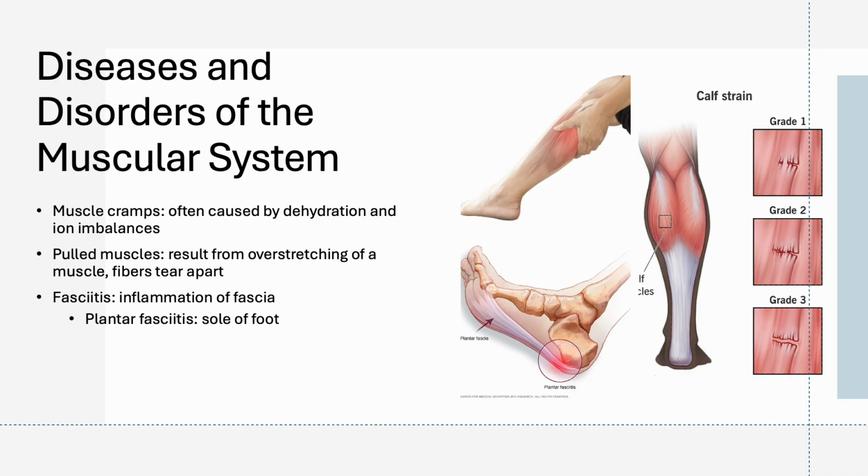Not all muscle problems are life-threatening, but many are common. Muscle cramps are sudden painful contractions often caused by dehydration, ion imbalance, or fatigue. Pulled muscles occur when fibers are overstretched or torn, often during sudden movements or inadequate warm-up. These injuries range from mild to severe and can take time to heal. They highlight how delicate the muscles are, even though they normally generate incredible forces and endurance.